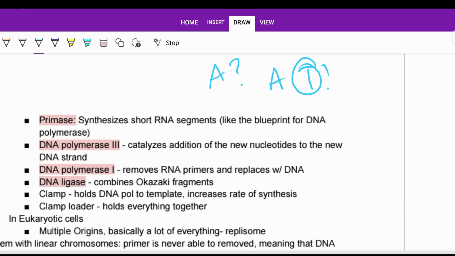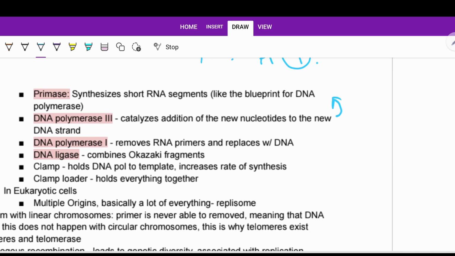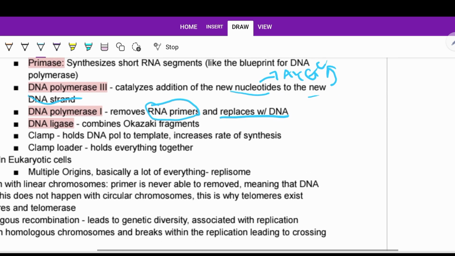DNA polymerase 3. This is making sure there's enough energy to add the new nucleotides to the new DNA strand. New nucleotides being A, T, G, or C. There's also DNA polymerase 1 that removes RNA primers, and then replaces them with DNA. DNA ligase. Do you remember those Okazaki fragments we were talking about earlier? That basically combines them so they're all a smooth line instead of a bunch of fragments.